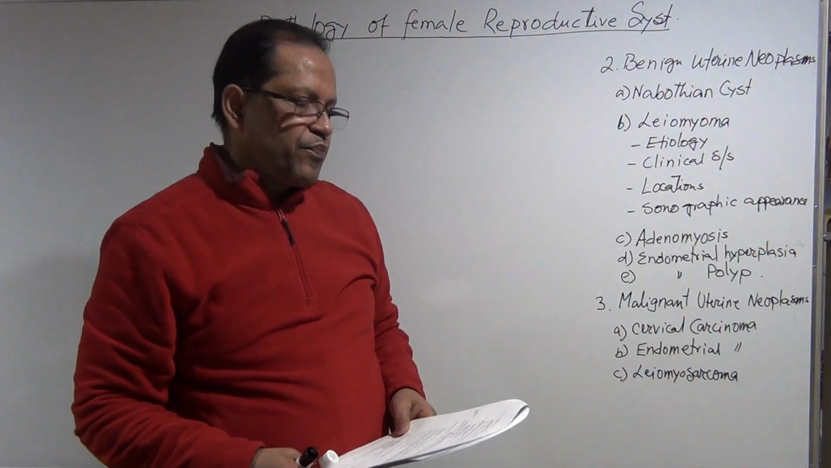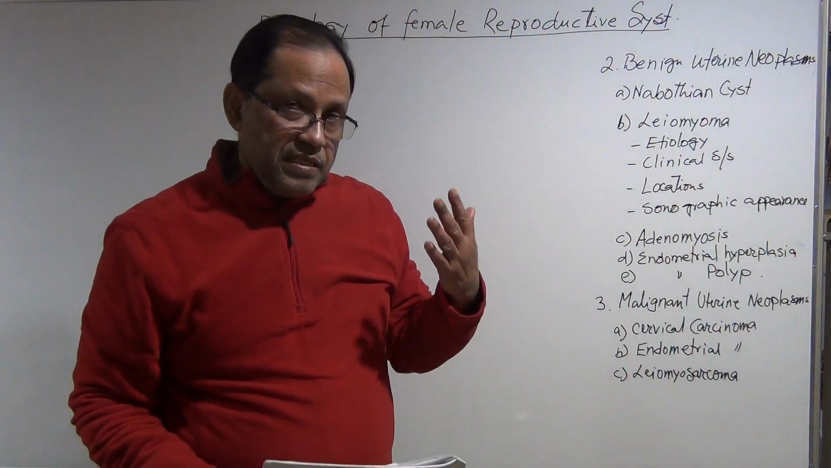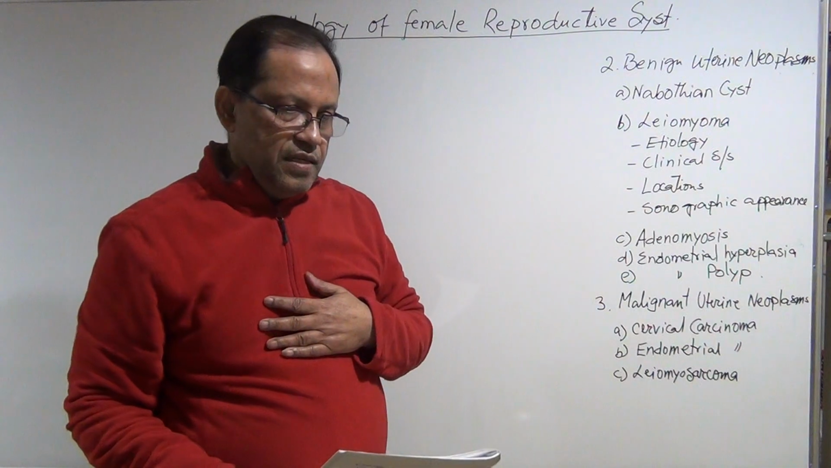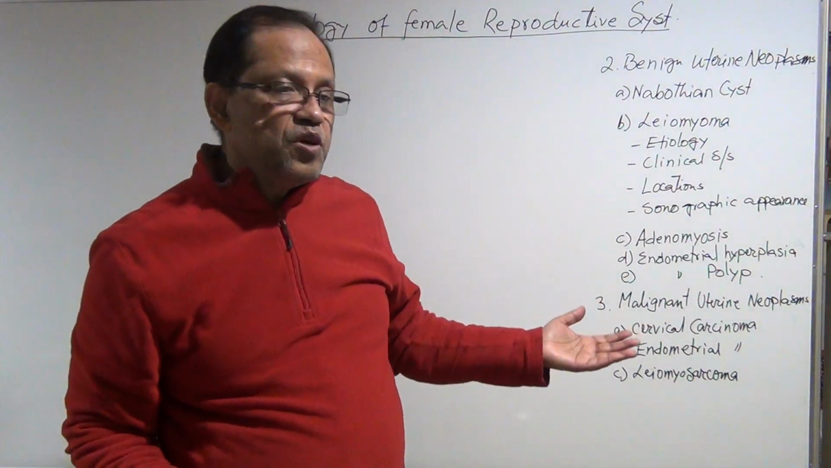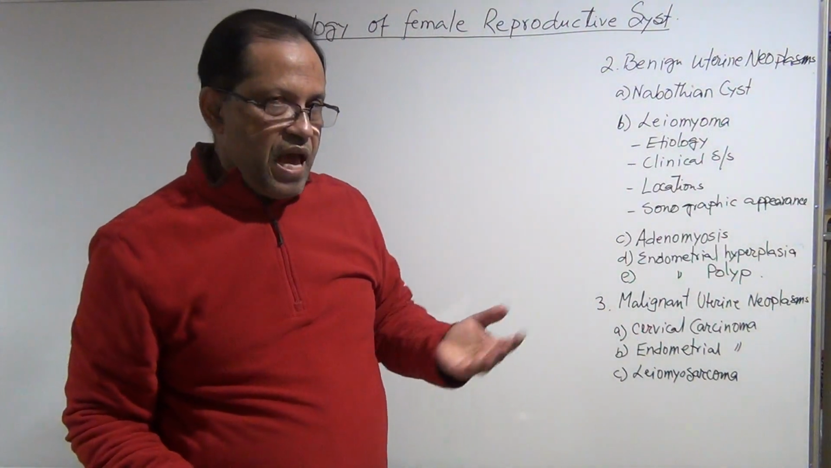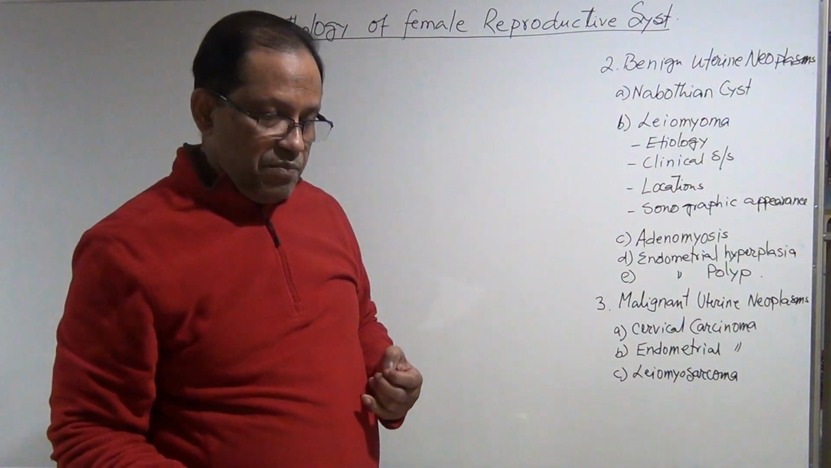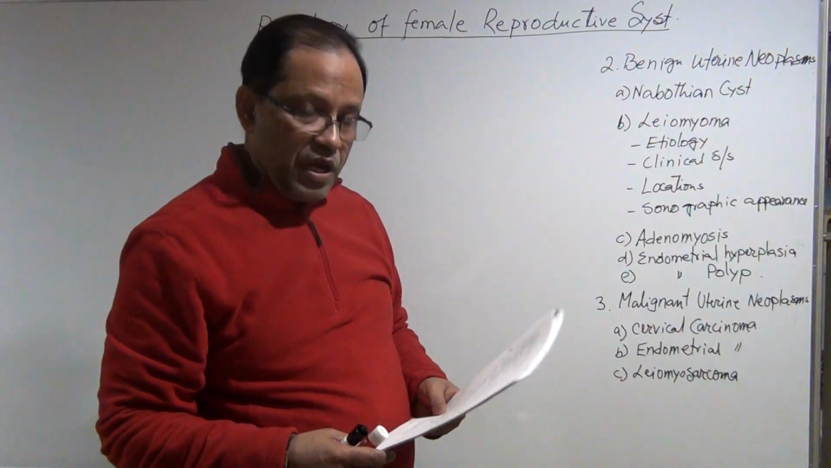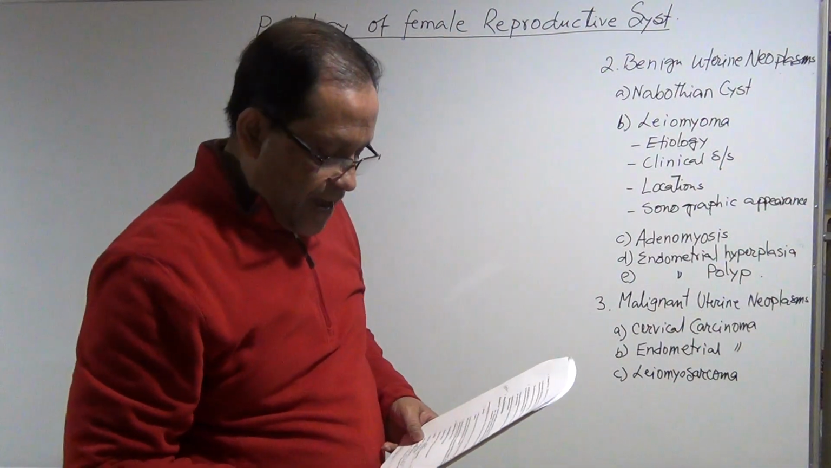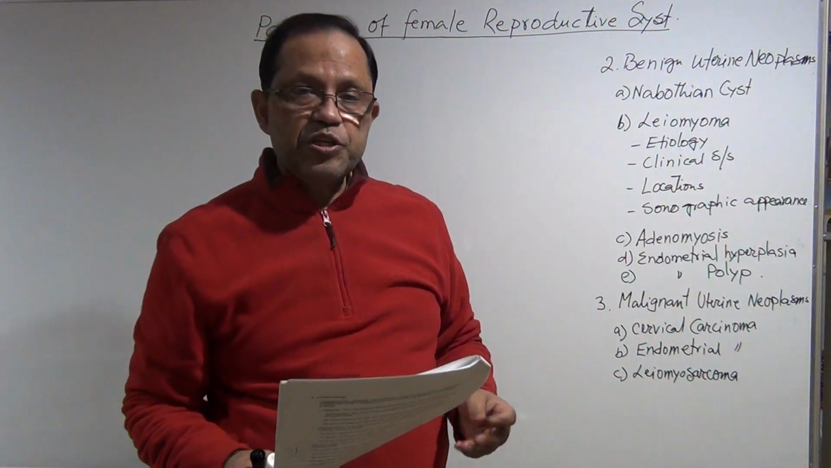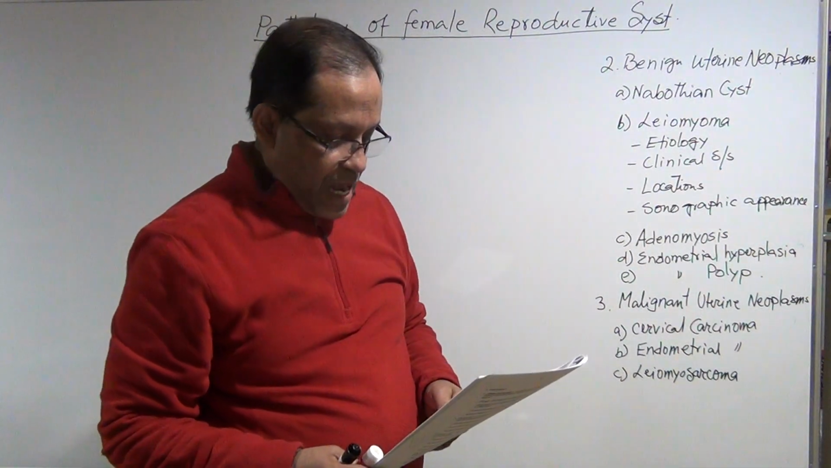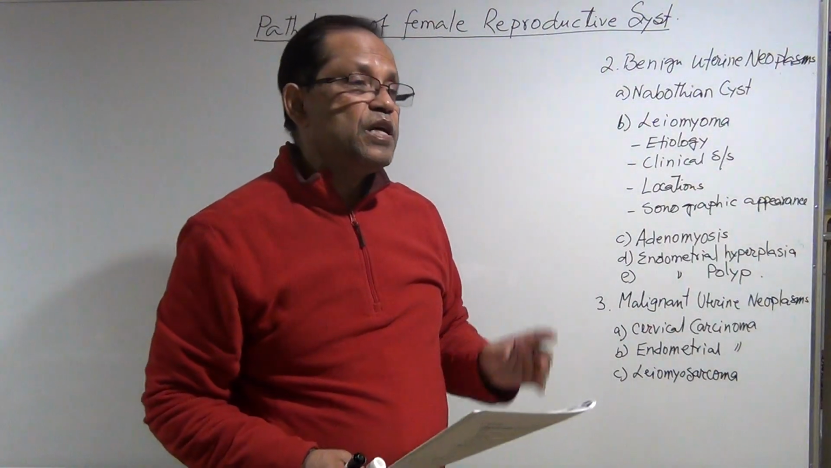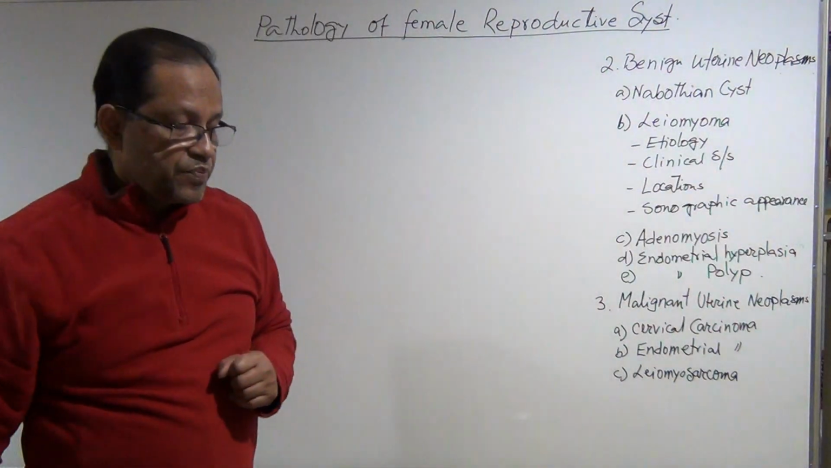20% is one-fifth of the woman population. They have it. It may present with symptoms, but most of the time it is asymptomatic. It could be single, multiple, of different sizes and different locations. The incidence is higher in the black population, that is African women, and myomas will grow in the presence of estrogen. Keep that in mind.